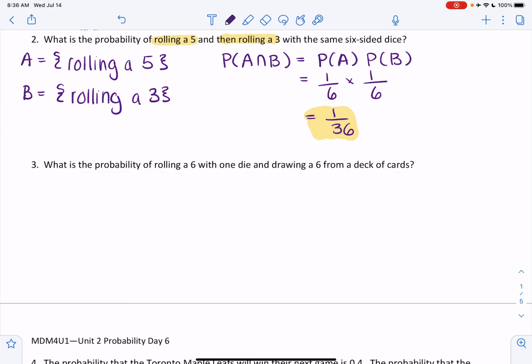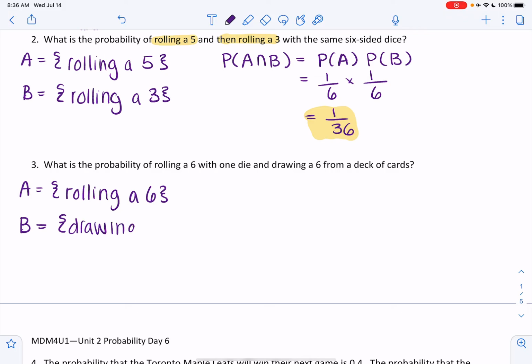Let's try another one. What is the probability of rolling a 6 with 1 die and then drawing a 6 from a deck of cards? Again, we think to ourselves, are these independent? If I roll a 6 with a standard die, will that in any way influence my probability of drawing a 6 from a deck of cards? No. So these are definitely independent. Let's define our events. Event A will be rolling a 6, and event B will be drawing a 6 from a deck of cards.